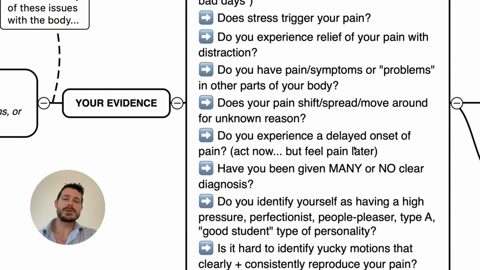Have you been given many or no clear diagnosis? If you've been given many diagnoses, well, then it means that nobody can agree upon what's happening, which means they don't know. And if they say, hey, your X-ray or MRI looks pretty darn good and is pretty darn clear, then again, you would say yes.